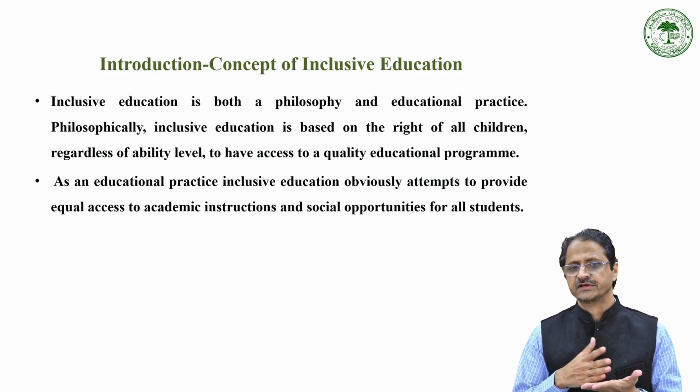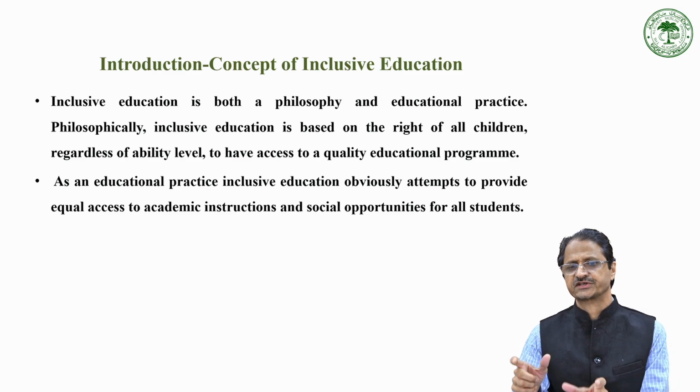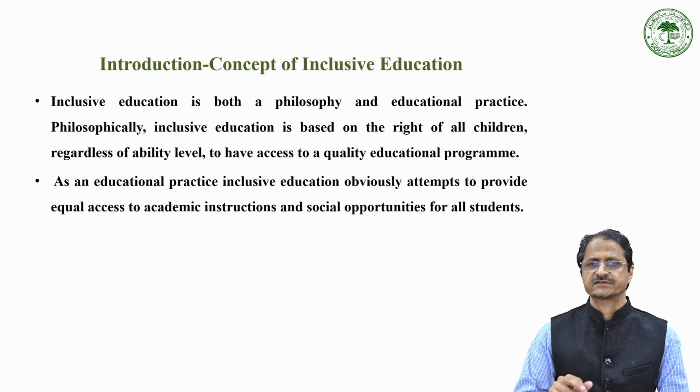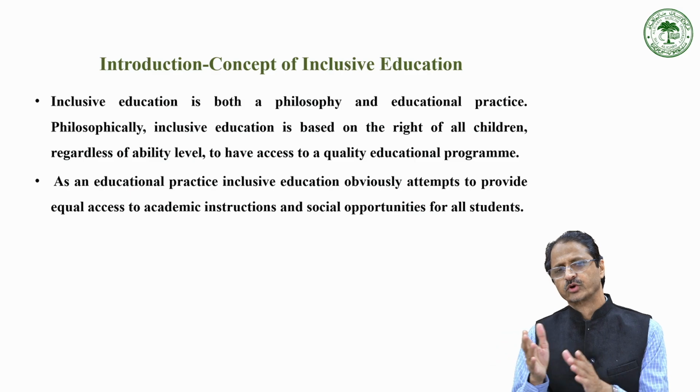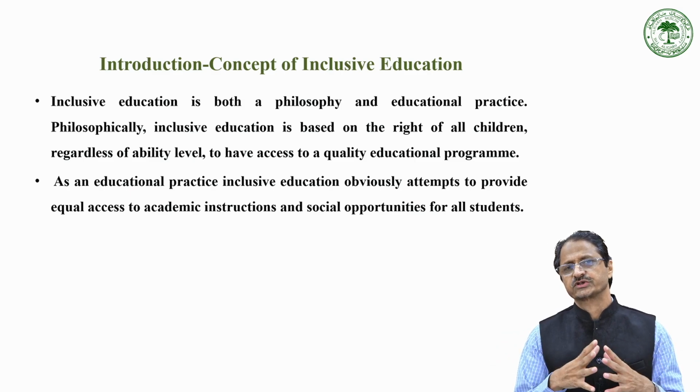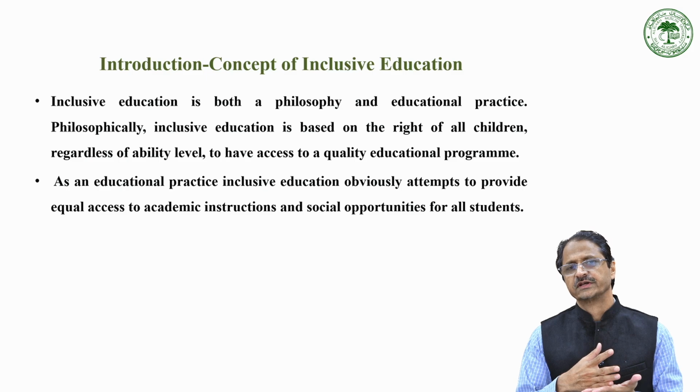As an educational practice, inclusive education attempts to provide equal access to educational instruction and social opportunities for all students. Educational as well as social opportunities. Generally, two types of tasks are performed in any school. One is related to the educational aspect and another is related to the social aspect, and under the social aspect we can incorporate co-curricular activities, cultural programs, functions and other events organized in the institution. They must not feel neglected in the educational program, neither should they feel neglected in participating in the social program.